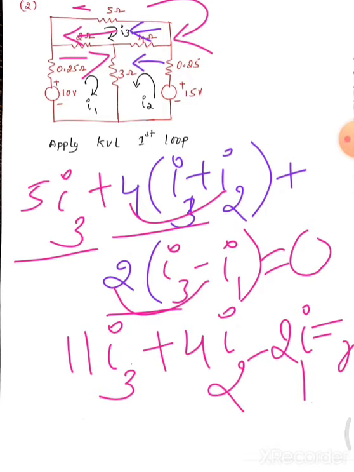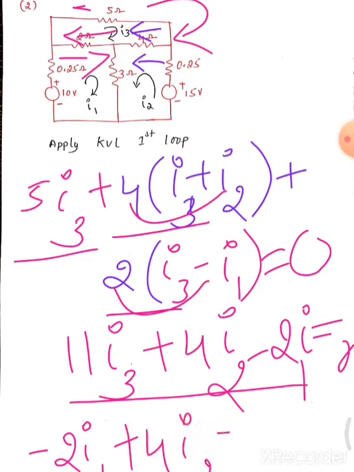Just simplify one more time. I'll write this equation as it is, but systematically: minus 2 I1 plus 4 I2 plus 11 I3, which is equal to 0. This is your third equation. Take these three equations and solve them by calculator, using the three-parameter equation mode.